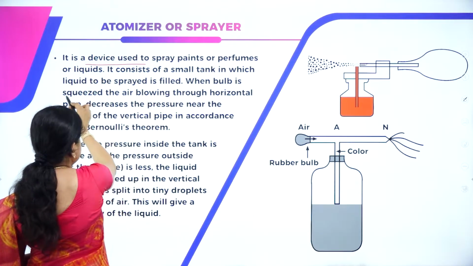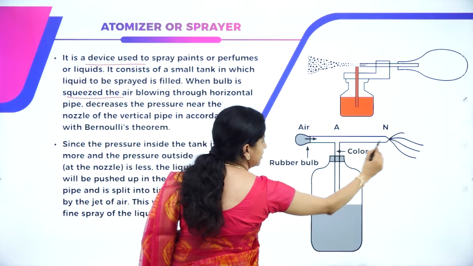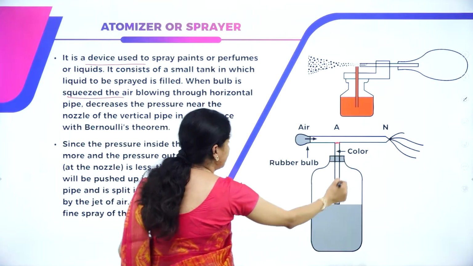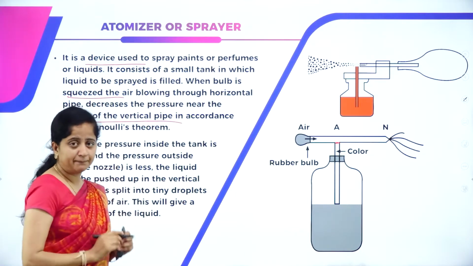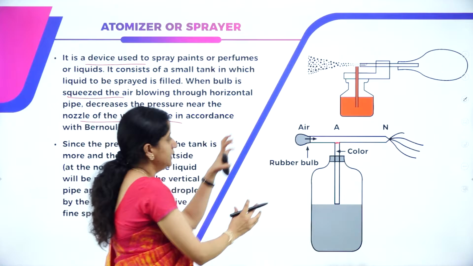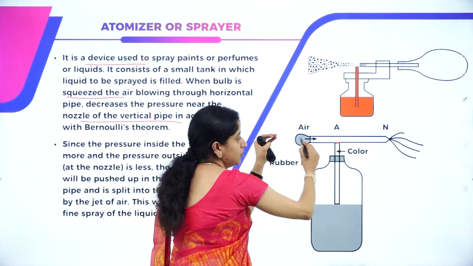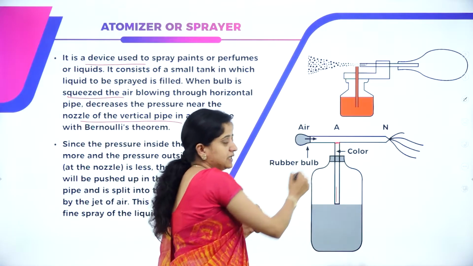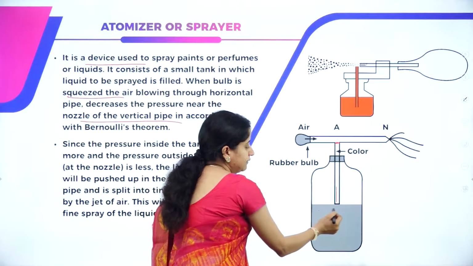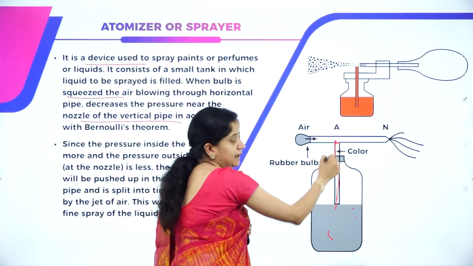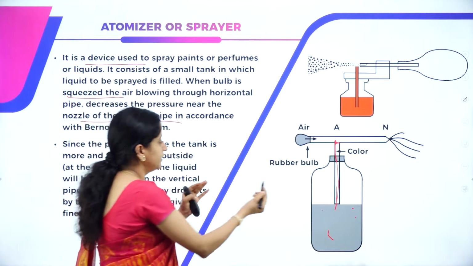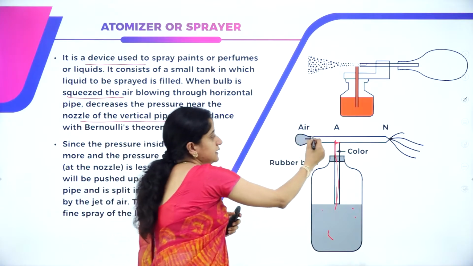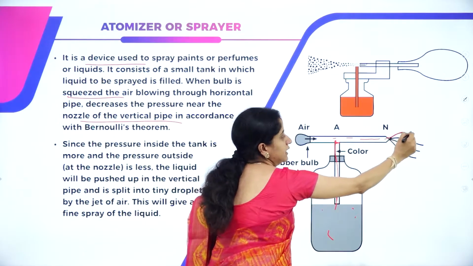If the bulb is squeezed, the air blowing through the horizontal pipe decreases the pressure at this point, which means it decreases the pressure near the nozzle of the vertical pipe, according to Bernoulli's principle. Because of this decrease in pressure, the liquid which is present inside the tank will rise up. Since there is a difference in pressure, the liquid rises up in the vertical column. So when the bulb is released, the liquid which is present in the horizontal pipe will come out as fine droplets.